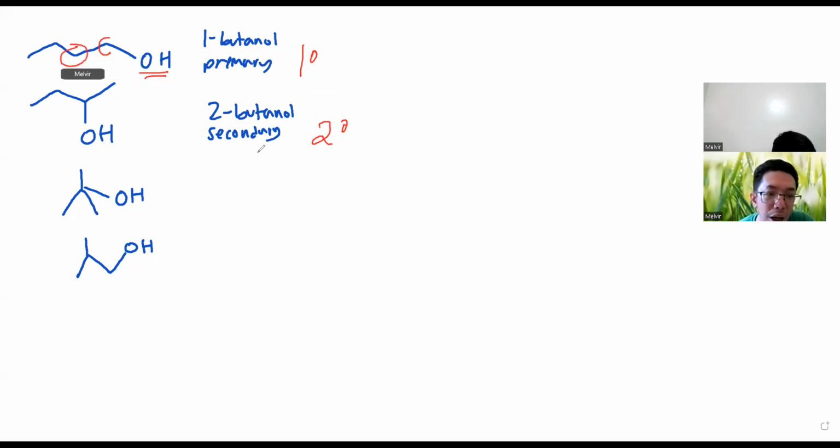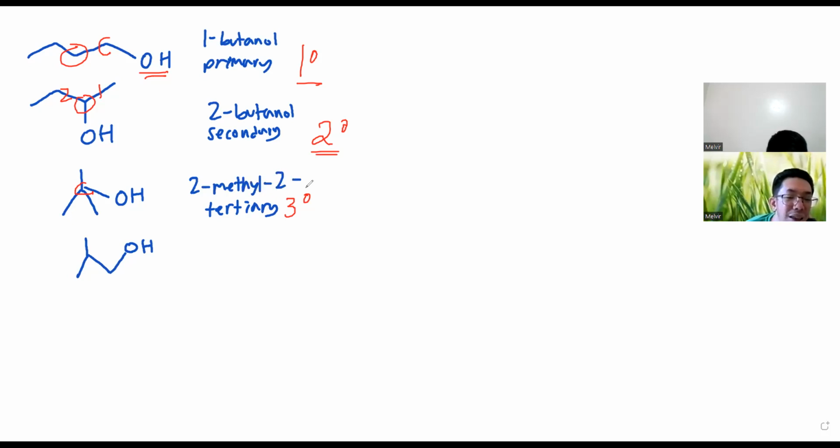So, tingnan mo, isang R group lang siya. Eh, di primary. Dito, dalawang R group to. 1, 2. So, secondary yan. Tapos ito, of course, correct. This is a tertiary alcohol. Sige nga, what's the name of this? Okay, good. 2-methyl-2-propanol. Good.